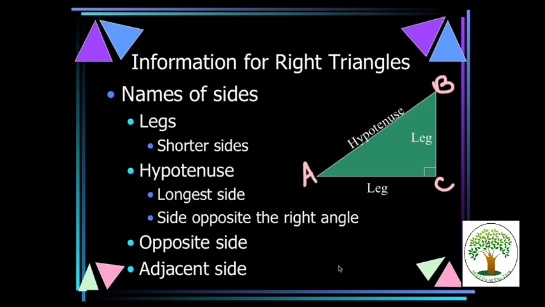So, the opposite of angle A will be over to the other side over here. So the opposite of angle A is BC. Are you with me so far?